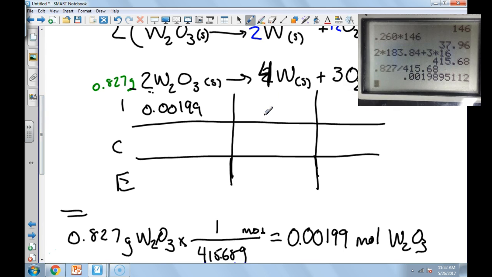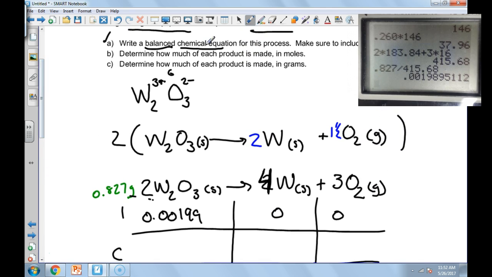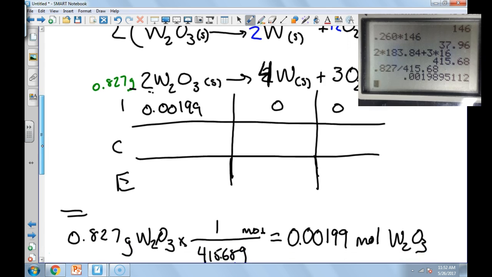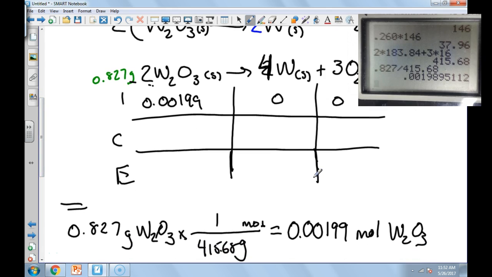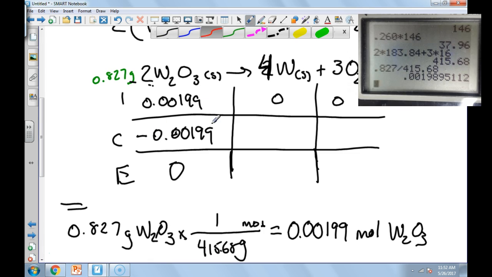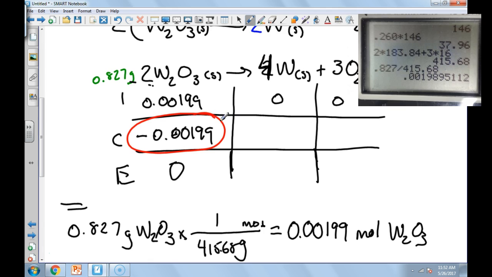How much of these do we have to begin with? We don't have any. The reason why we don't have any is because it's not mentioned in the reaction, or in the problem, so we're going to start with 0 there. And then this is a 0 here because we're going to use all of this up. So the amount by which this changes is 0.00199.